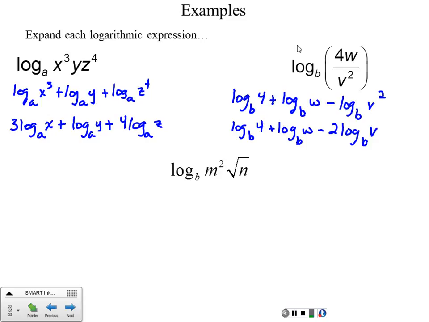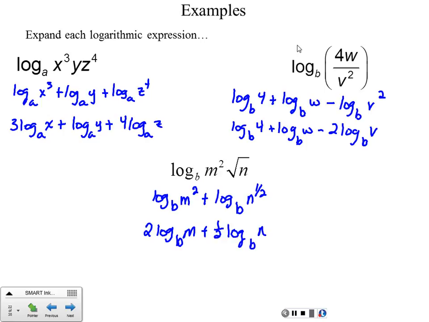All right, so the last one, we'll have log base b of m squared plus log base b of n to the 1/2, right? Square root is the same as to the 1/2 power. Power over index. And then let's move these exponents out front. And so that's how you should be able to do that one. Okay, so number 8. You want to try it? Try number 8 on your test and see what happens.